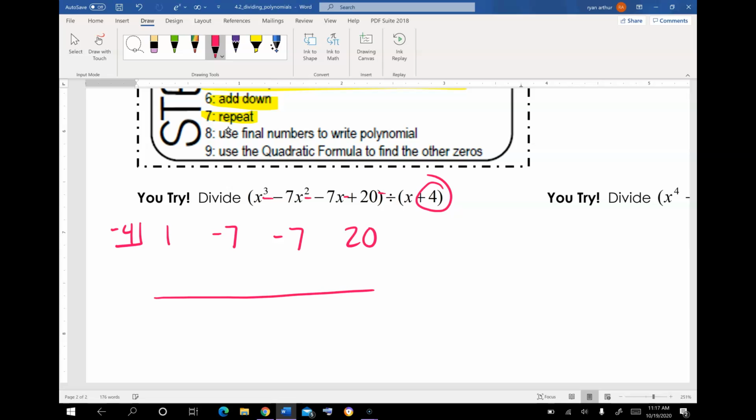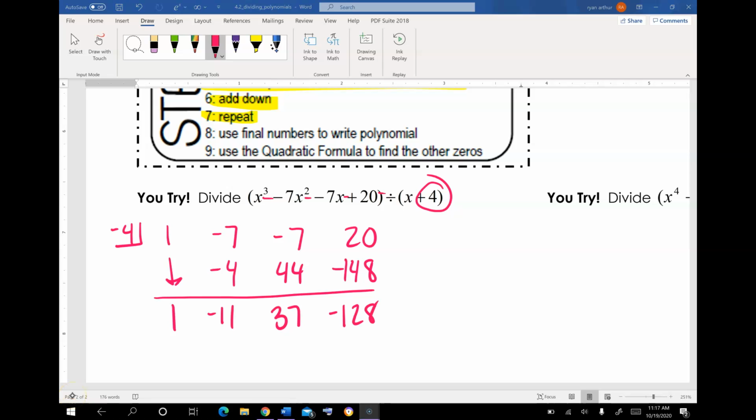And then we start the process. Drop the 1 down. -4 times 1 is -4. -7 plus -4 is -11. -4 times -11 is 44. -7 plus 44, hold on, 44 minus 7 is going to be 37. Times -4 will be -148. And then we get -128, okay?